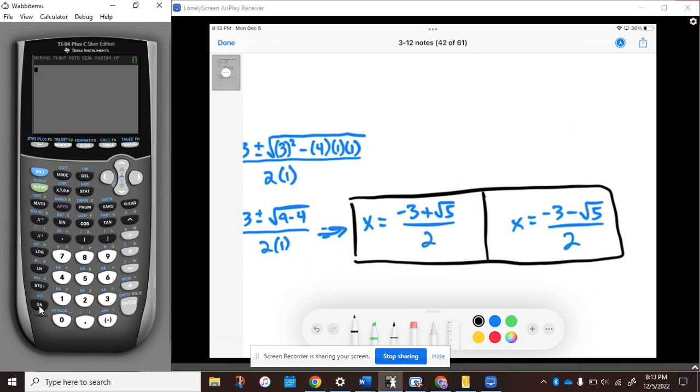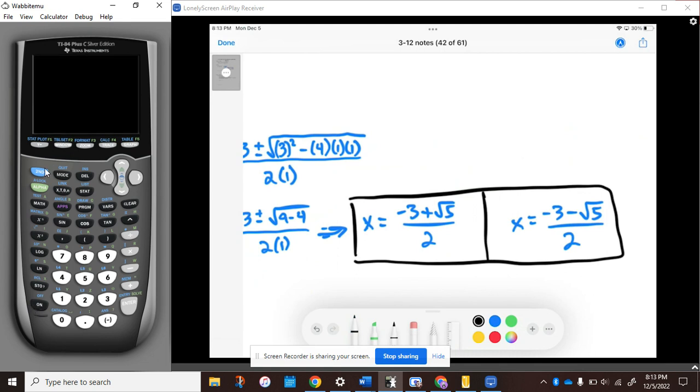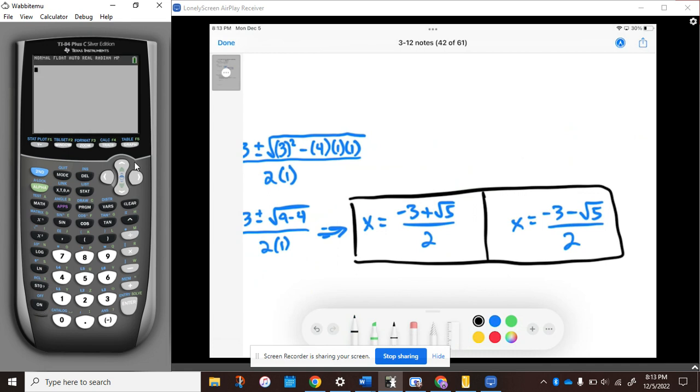If you were looking for a realistic answer, something that's easier to wrap your head around, you can type that into the calculator. Negative 3 plus square root of 5, take that and divide by 2.